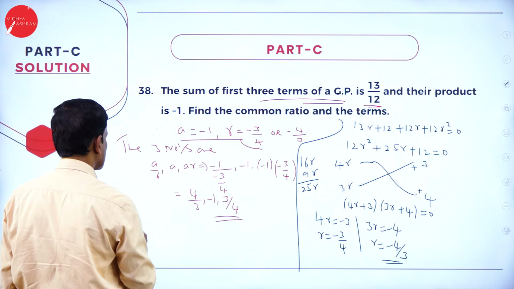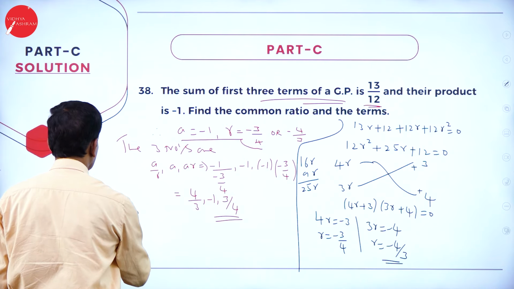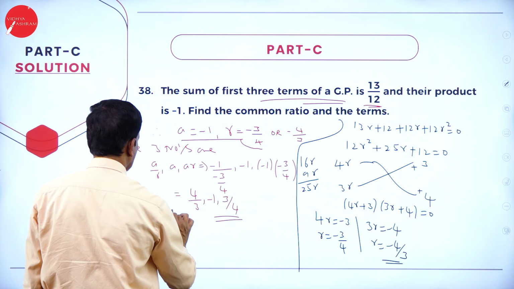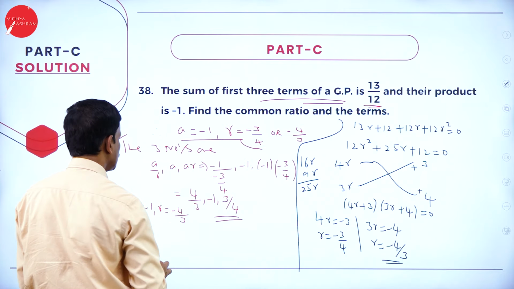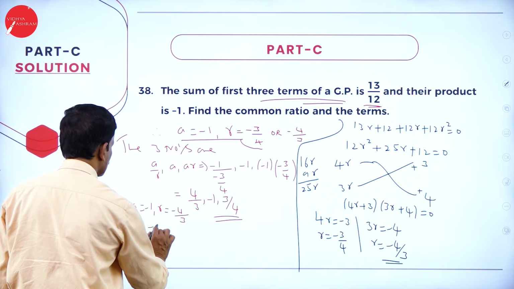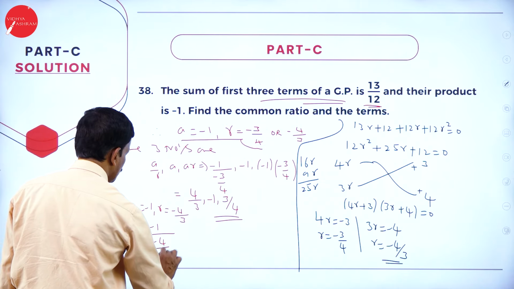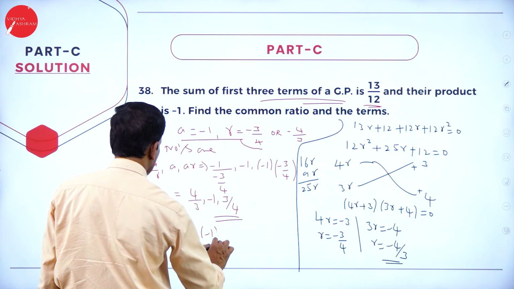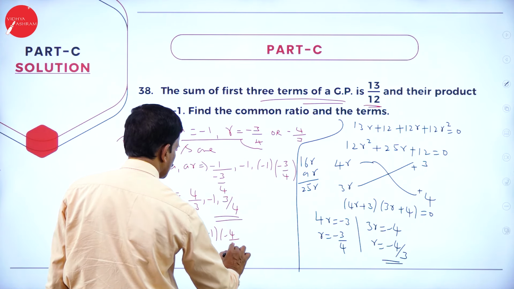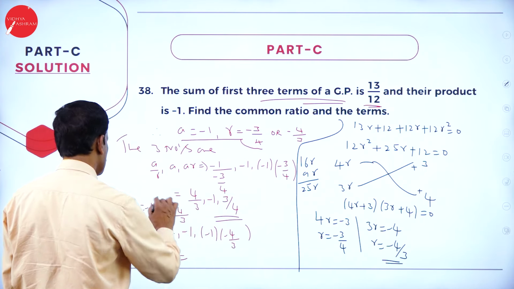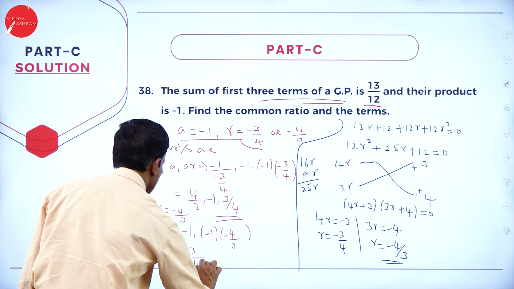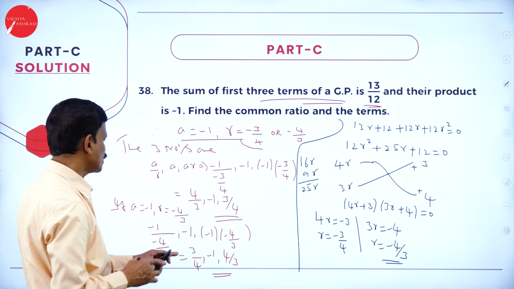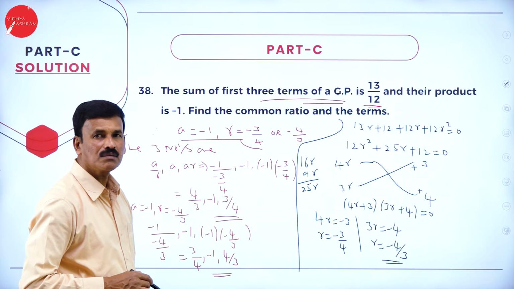Now, second case, case number 2. If A is equal to minus 1, R is equal to minus 4 by 3, then the three numbers are A by R, minus 1 by minus 4 by 3, comma minus 1, and AR, minus 1 comma minus 4 by 3. So the three numbers are, this goes to the numerator, 3 by 4, minus 1 and 4 by 3. So in reverse order you will get these three numbers.